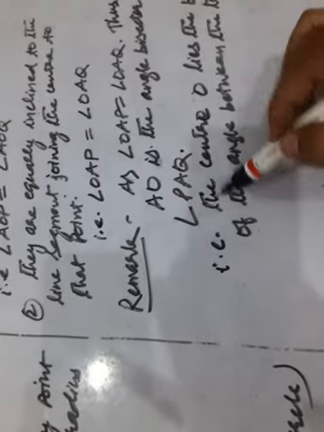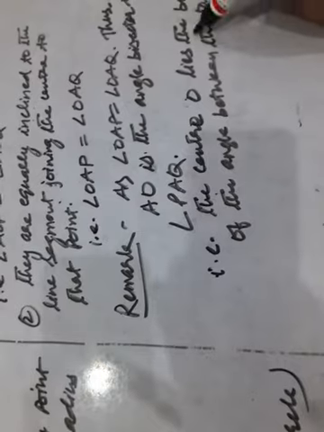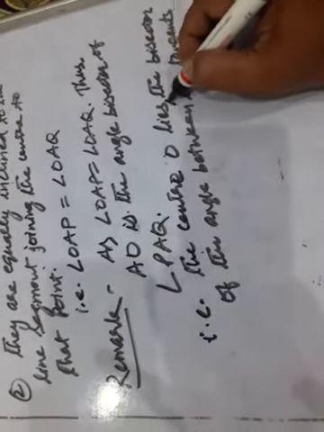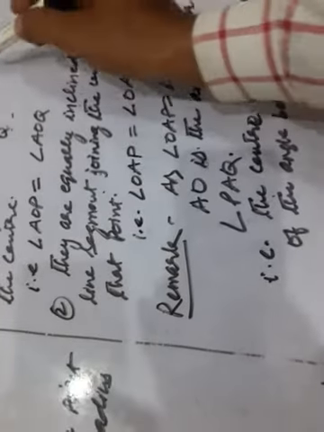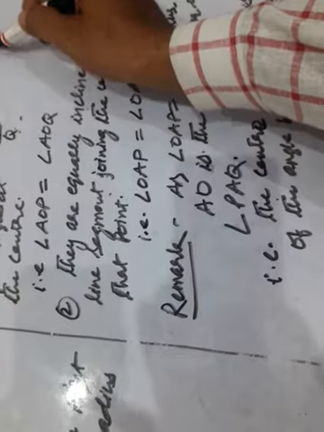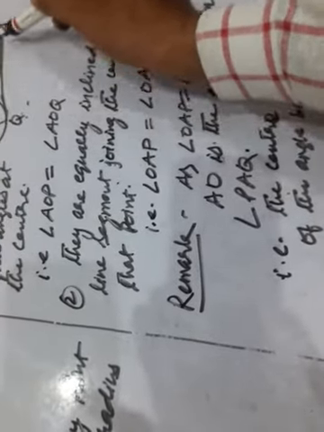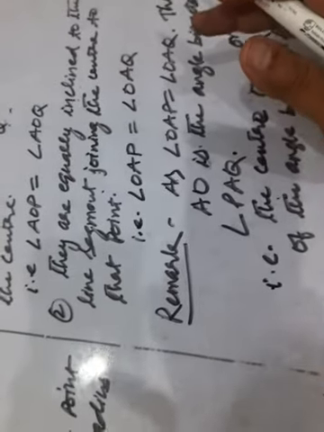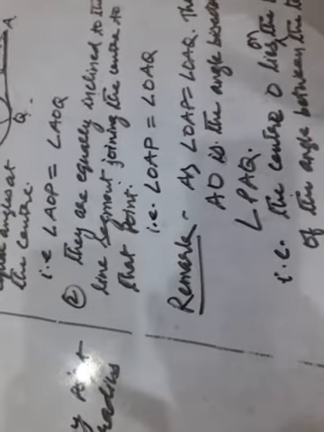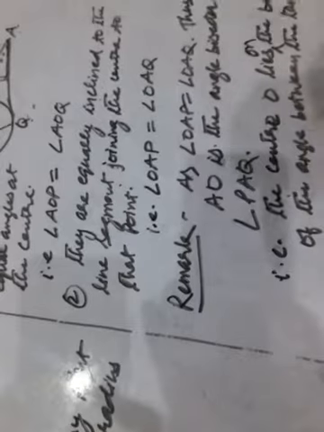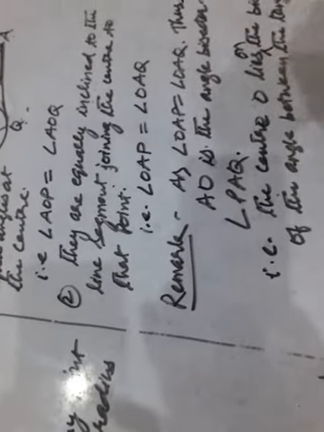Okay, the center O lies on the bisector of the angle between the tangents. OA is the bisector of the angle, and center O is lying on that line only, that is the bisector. This is an important result, children, and you have to keep it in your mind. Clear? In the exercise there will be several questions, and exams will be based on that.